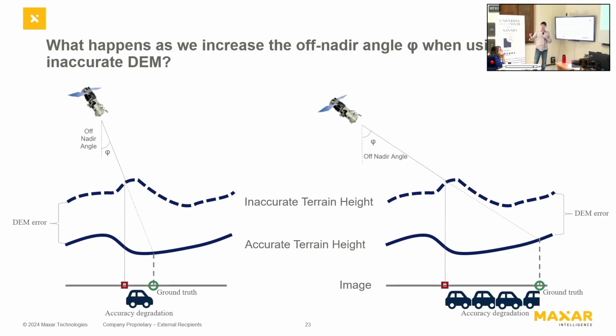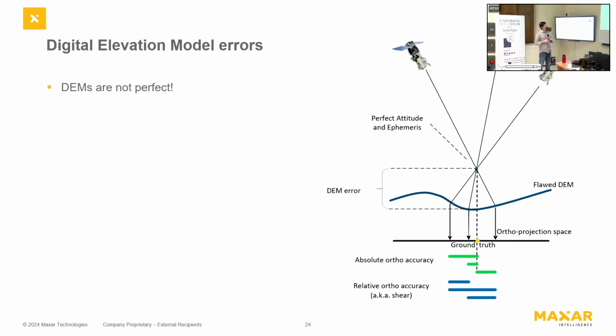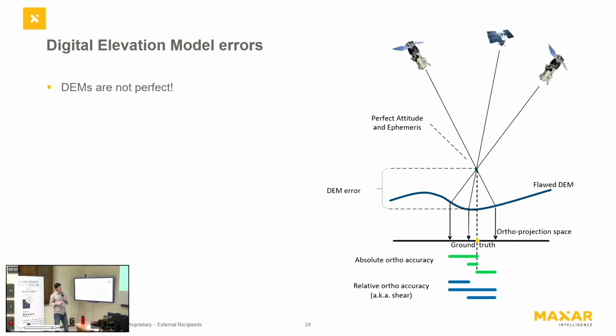So if you want to do collections and analysis of the data and labeling and things like that, the more nadir looking the sensor and collection that you can get, the better it is. Otherwise, you'd better have a very, very accurate DEM. So DEMs are not perfect. That's our reality. Creating very, very accurate DEMs is not easy. But that is one of the main sources, if not the main source, of error.